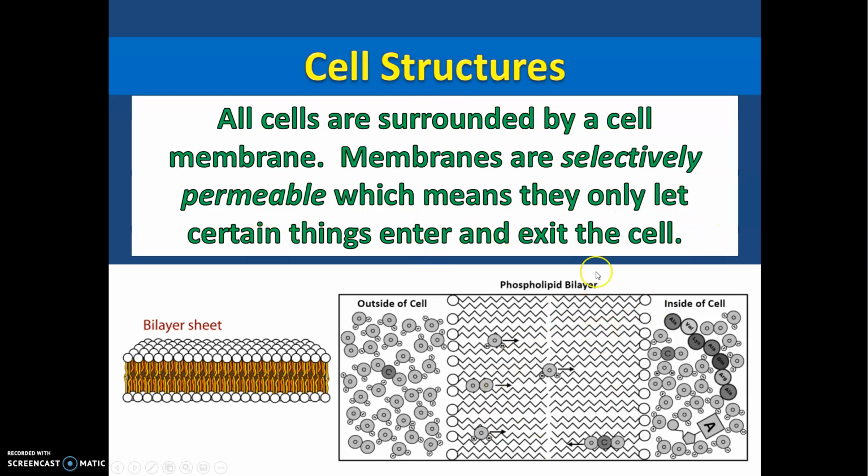So here we have a picture or drawing of a cell membrane. We have outside the cell what's going on, and then we have inside the cell. And you can see water is being passed, so is oxygen and carbon dioxide. Other larger things will stay outside the cell unless the cell brings them in or decides to bring them in. But that's what selectively permeable means. It's only certain things can enter and exit the cell.